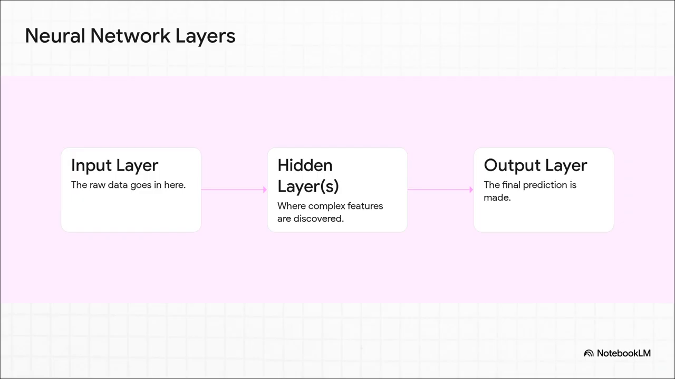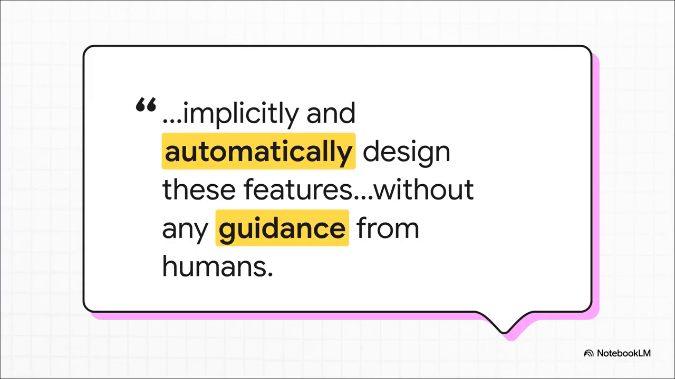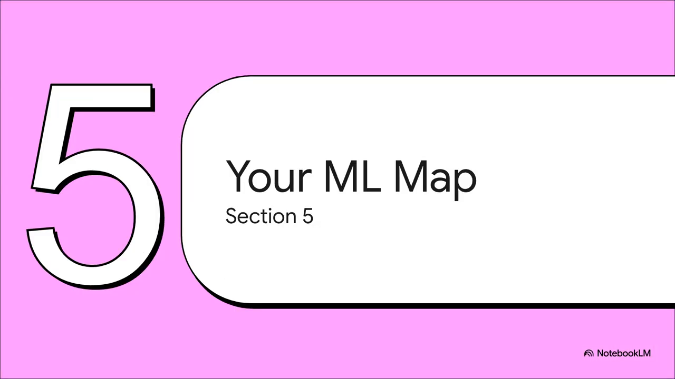It's a cat. And that, right there, is the game changer. This ability to automatically design its own features without a human holding its hand is what lets a neural network do incredible things, like recognize your face in a photo or understand what you're saying to your phone. These are just tasks that are way too complex for those older algorithms. Phew! Okay, we have covered a lot of ground.